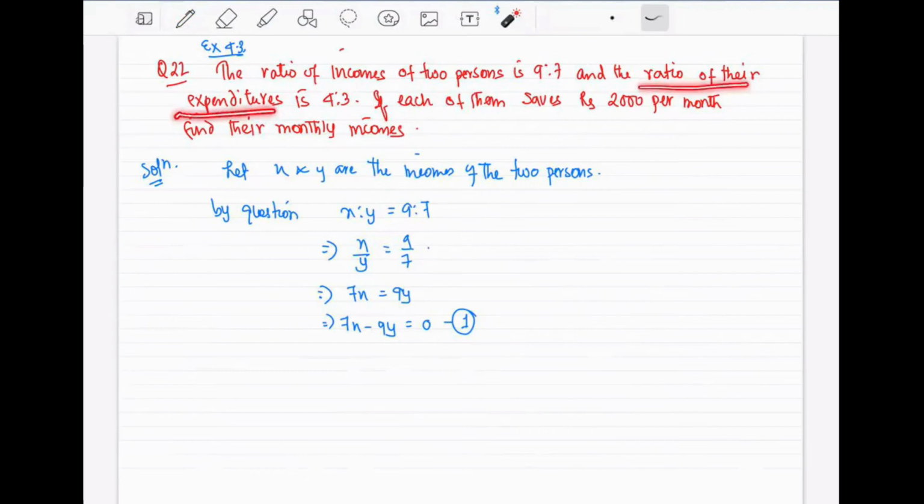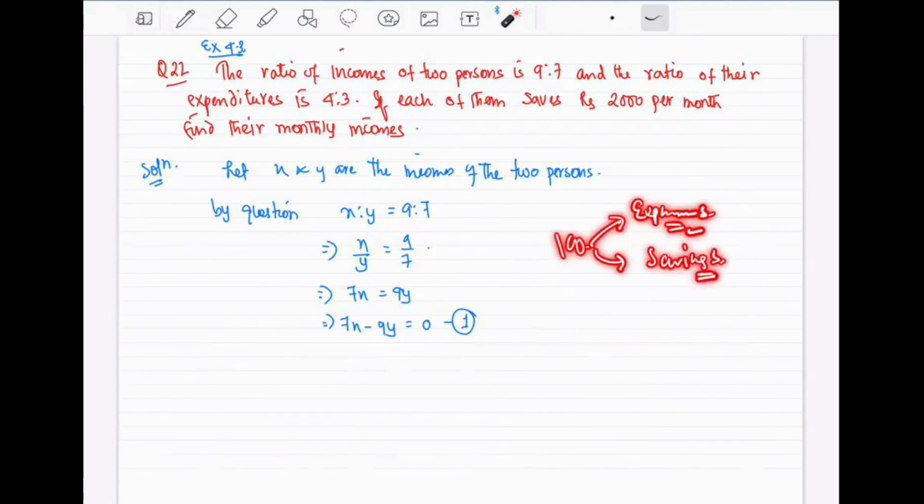Ratio of their expenditure is 4:3. Each of them saves how much? Rupees 2000 per month. Find their monthly incomes. So it looks like this. If I earn 100 rupees, I have some expenses. I bought some things for house and stuff. There must be some remaining. That remaining is the savings. So if I add the expenditure and the saving, what will I get? I will get the income, right? How much I'm able to earn.